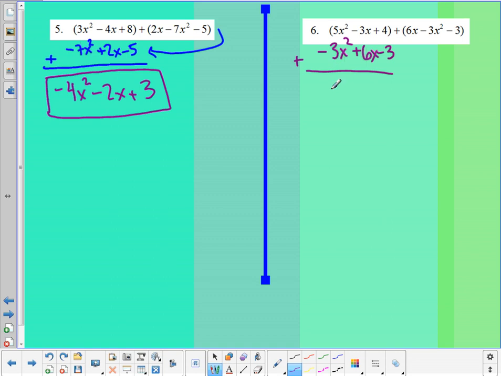5 minus 3 gives me 2. Negative 3 plus 6 gives me 3. And 4 plus negative 3, or 4 minus 3, gives me 1. So 2x squared, oops, I forgot my x there. 2x squared plus 3x plus 1.